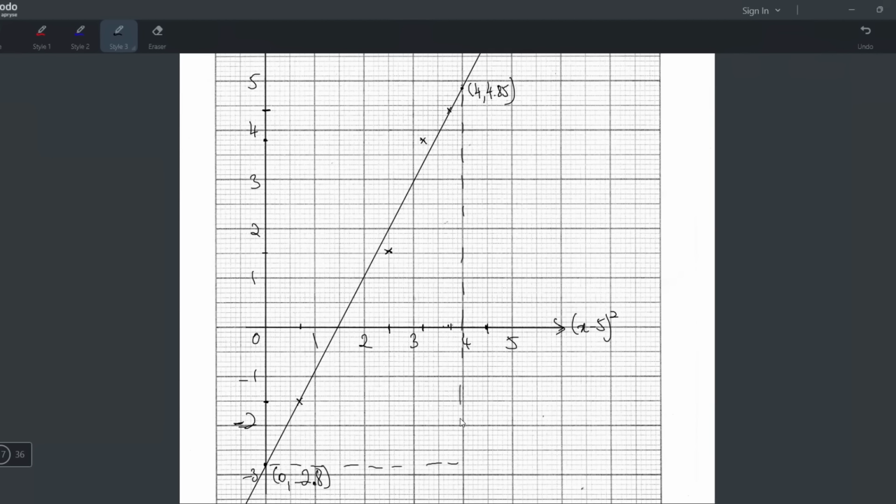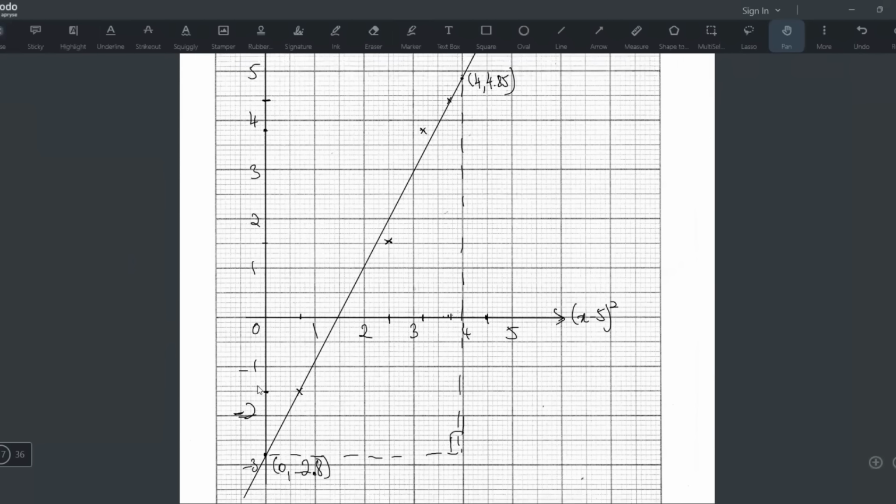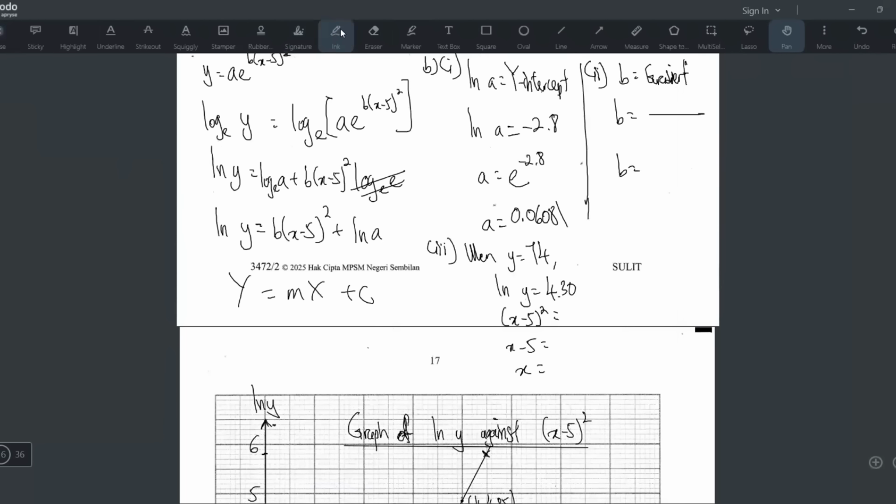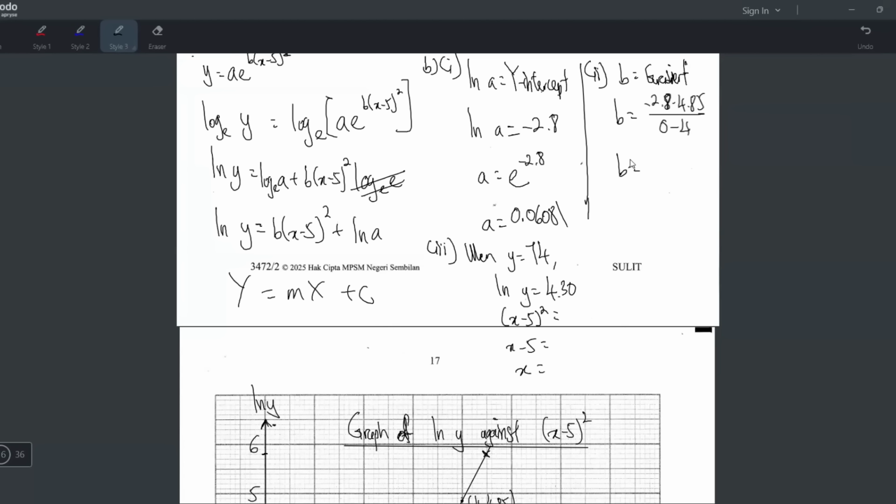All right, so this is the 90 degree. Okay, now we find the gradient, y minus y over x minus x. So -2.8 minus 4.85, divided by 0 minus 4. Okay, now we press -2.8 minus 4.85 and then answer divided by -4. Okay, I got 1.9125. So that is my B answer.